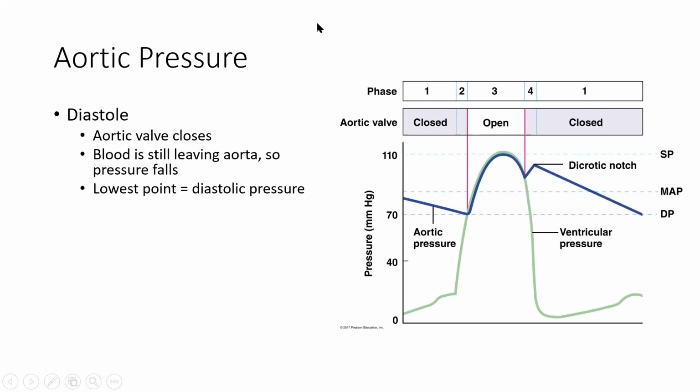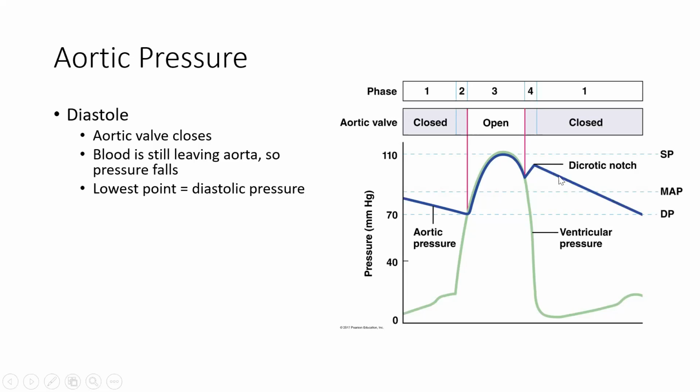So the aortic pressures are really important as it pertains to blood pressure. And this is basically measuring the pressure that's happening throughout these phases in the aorta itself. So we start up in diastole, and diastole is, again, phase 1 and phase 4 here. So all of this is representing diastole. And we start up with the aortic valves closed, right? And so blood is still leaving the aorta, and so the pressure begins to fall here.